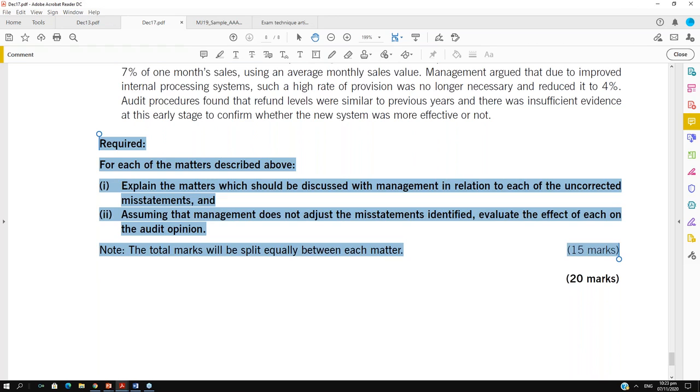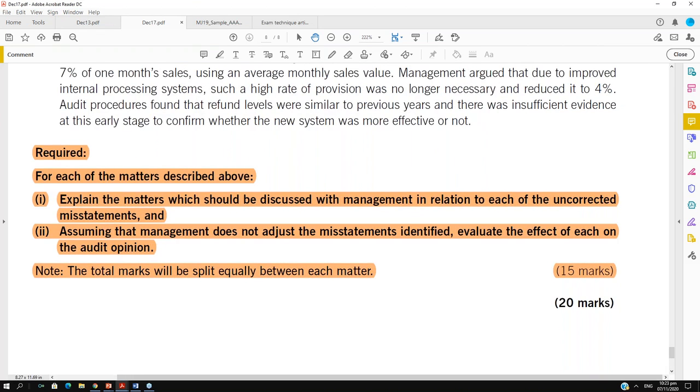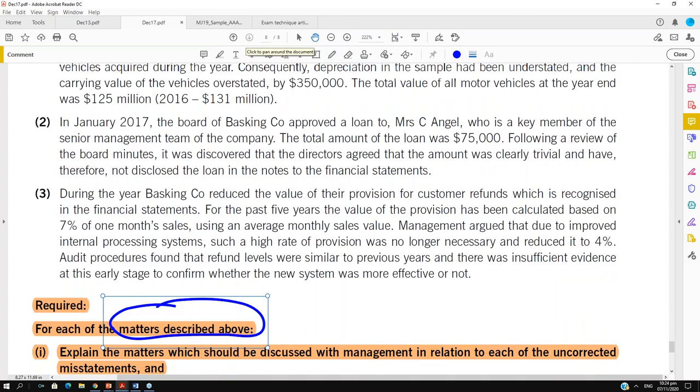Okay, I hope you can all see the requirements in orange. Can you just spend 1 minute to read the requirements? Please do read the requirements in front of your screen. Okay, have you been able to read the requirements? Okay, that's great. And how many matters do we have above? The examiner is saying for matters described above. How many matters do we have above?